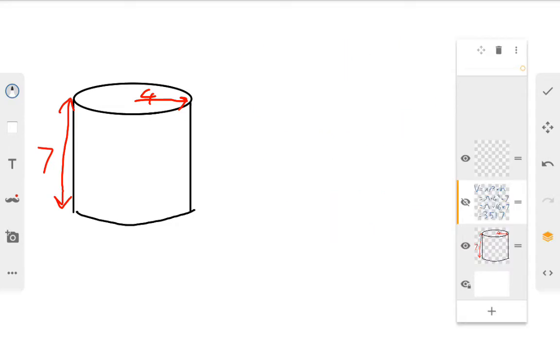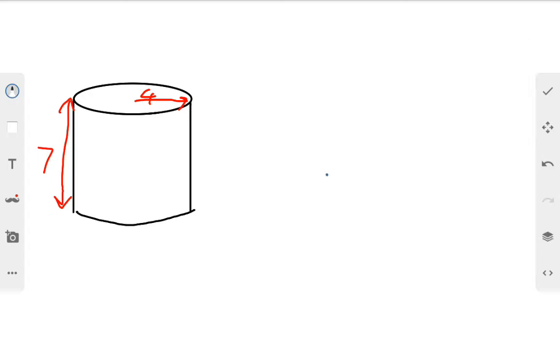Now we're going to look at working out the surface area. So to work out the surface area of this, we need to first work out the area of the top, and therefore also the bottom, because they're going to be the same. So the area of the top is going to be pi r squared, the same as the area for a circle.